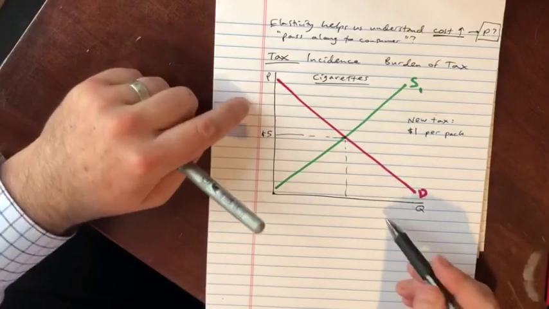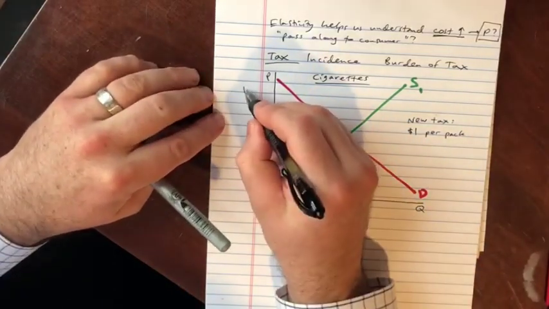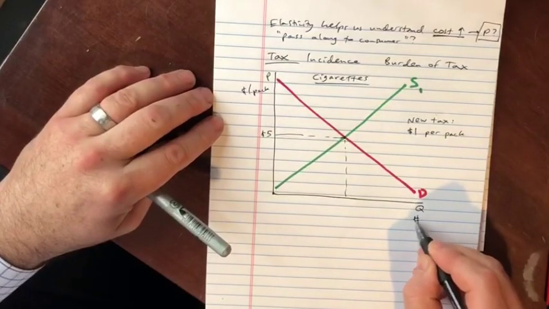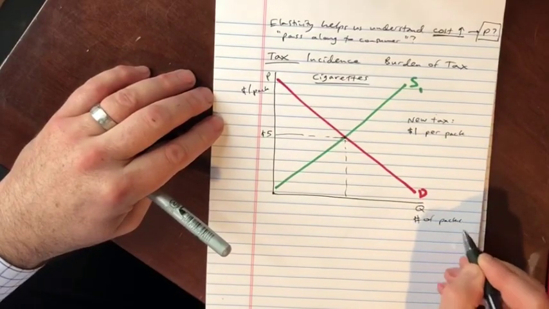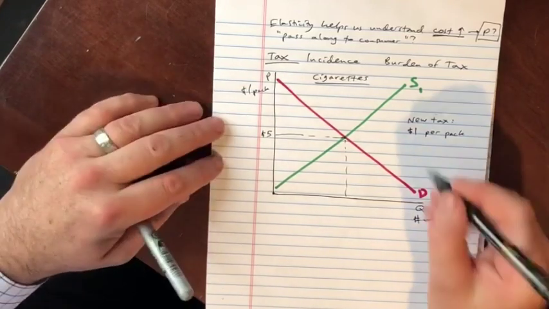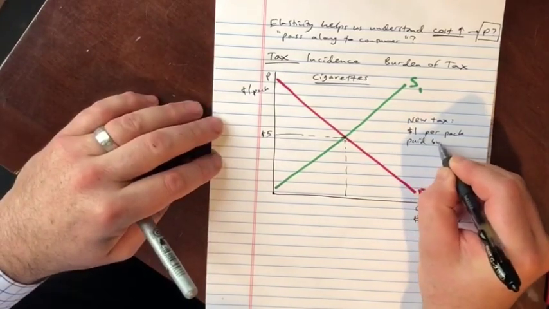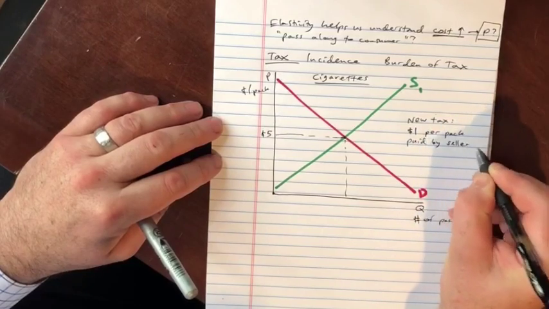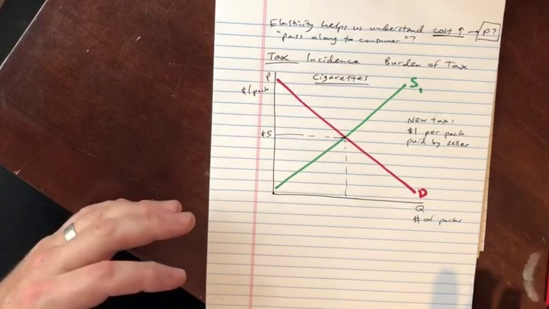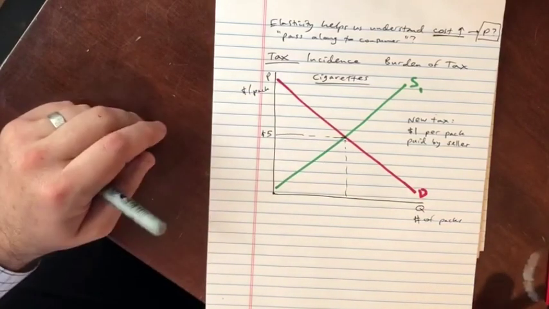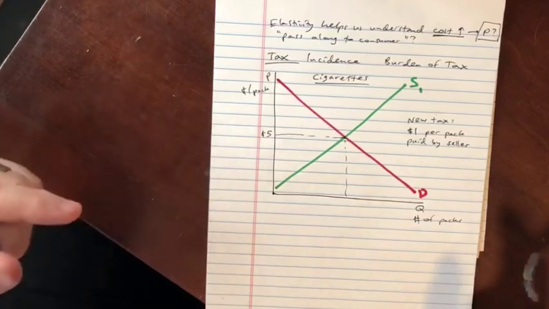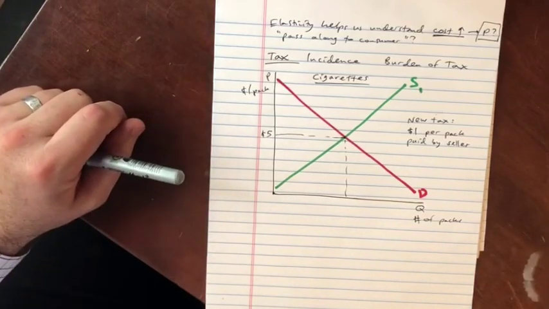Okay, so the price is the number of dollars per pack of cigarettes, and the quantity would be the number of packs down here. All right, so $1 per pack paid by the seller. This tax is a little bit unusual because it's what's called a lump sum tax, but we're just doing that for simplicity. All right, so $1 per pack.